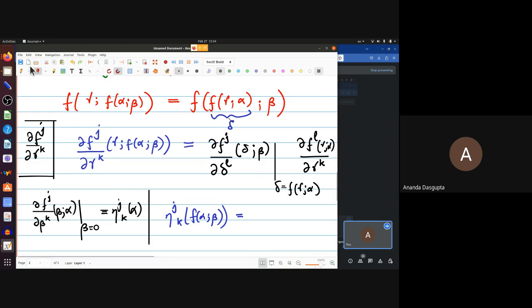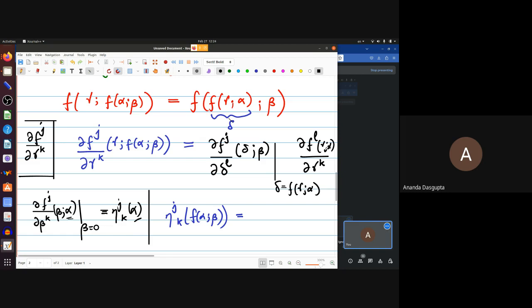Just notice that here, the second argument is what becomes the argument of eta jk. And the first argument is what you're differentiating against. Does it make sense now? Yes. Yes. Thank you. Okay, what about this one?